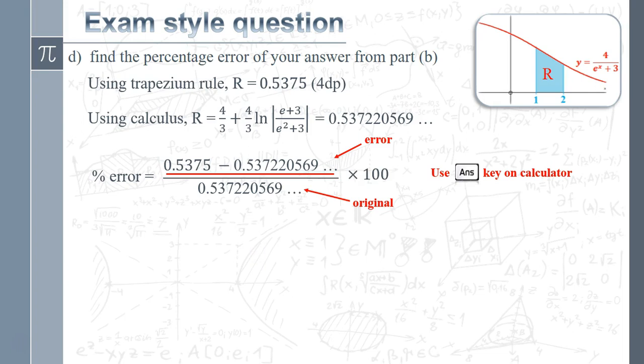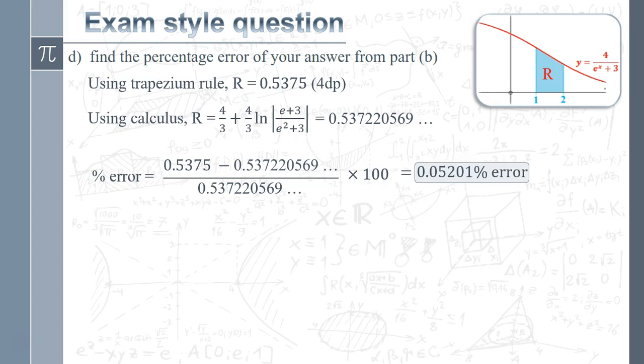That's all in your calculator. Press equals or execute, and there we go. So as it turns out, our estimate was only 0.05% away from our actual value. So that's a pretty good job done by the Trapezium Rule. And there you go. So you've got a Trapezium Rule question mixed up with an integration by substitution and just an extra little bit of mathematics to work out percentage error. And there you go, you're all done.